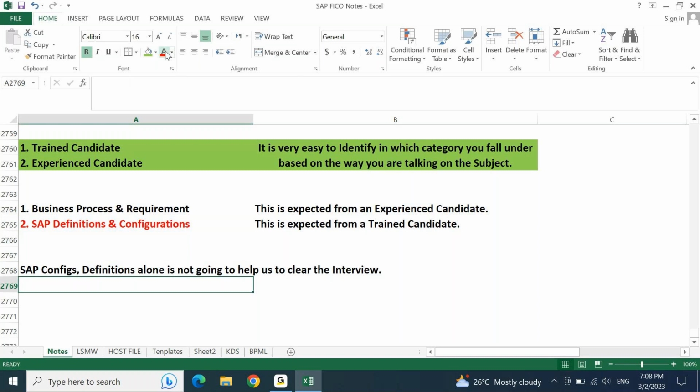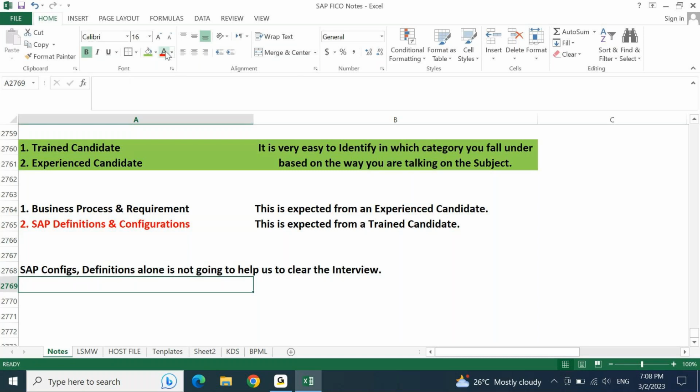If you're only talking about the SAP configuration, only the definitions, the purpose of this, I'm not convinced with you. I upfront come to know that you are a trained candidate. You do not have any hands-on experience on SAP. If I get that doubt, upfront rejection, no matter what. However accurately you talk the configuration, definitions and all, you are not going to get selected. This is the raw reality of the market. Whether you believe it or you do not believe it, this is the fact.